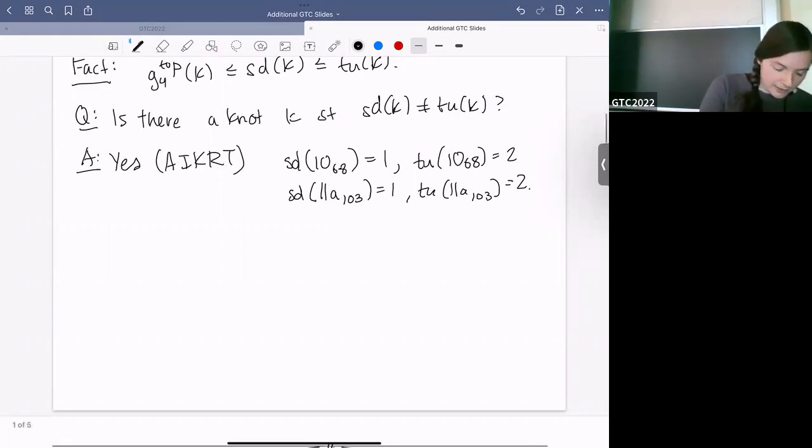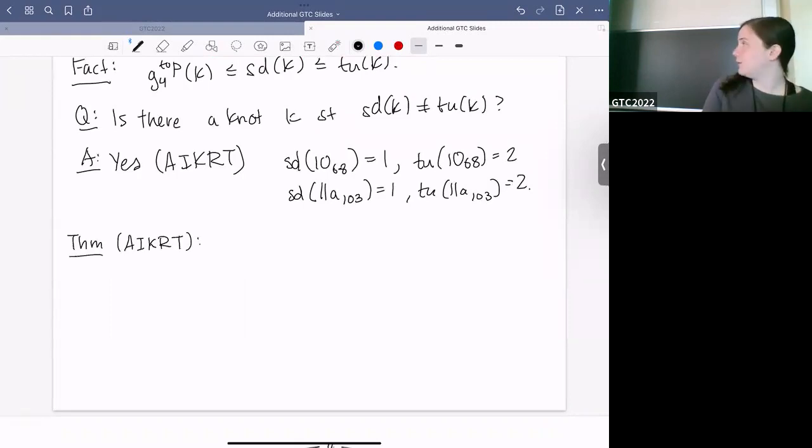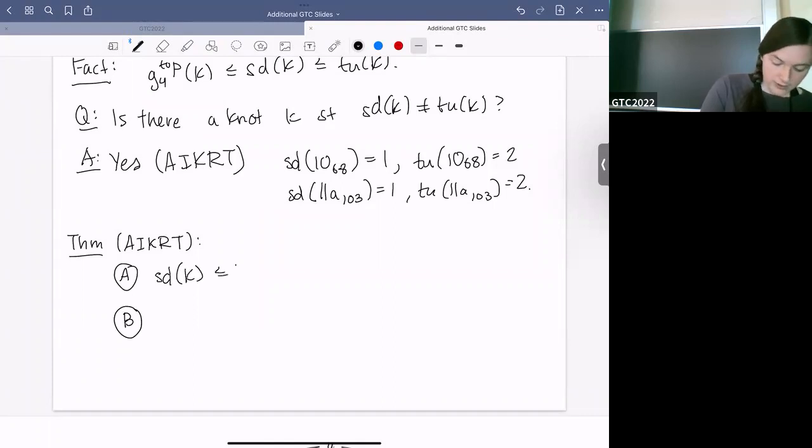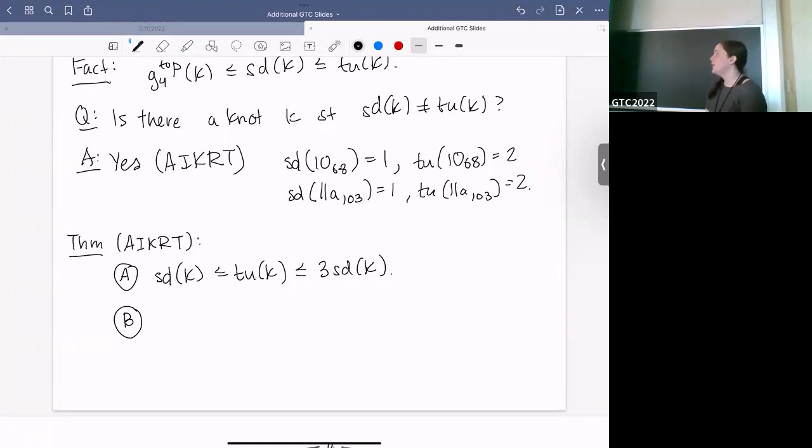And maybe I will throw in a theorem here that kind of shows you why it's not actually any easier to compute. Maybe I'll call these two theorems A and B. The first is that the surgery description number, okay, that's of course less than the untwisting number. And it turns out that's less than or equal to 3 times the surgery description number of the knot. So even if you found a family where they were arbitrarily far apart, the ratio between the untwisting number and the surgery description number is going to be at most 3.